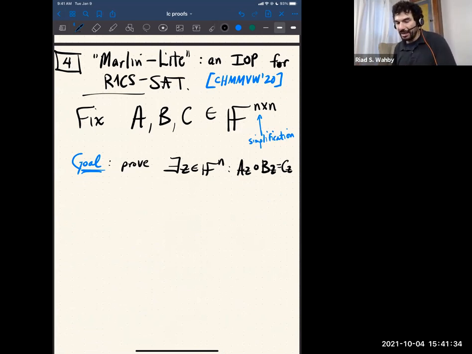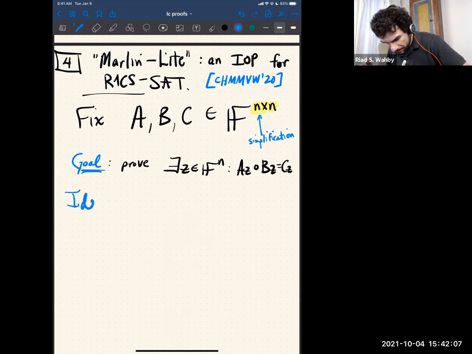So that means we have A, B, and C fixed. And I want to point out we're doing a simplification here. We're just going to assume that these are n by n matrices, which means that there are n variables and n constraints. That just makes all the notation a little easier. And our goal is to prove that there exists a z such that Az Hadamard product Bz equals Cz. So we're going to prove that there's some satisfying assignment for this R1CS instance. And so we're going to need some ideas.